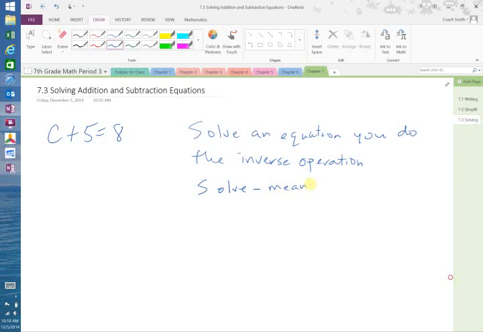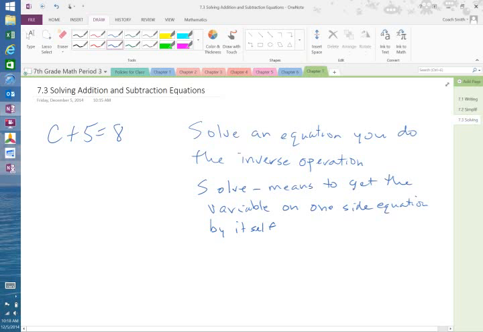Solve means to get the variable on one side of the equation by itself. It doesn't matter if the variable is on the left side or the right side. The whole process of solving an equation is to get that variable isolated by itself. When you isolate something, you put it off to the side.